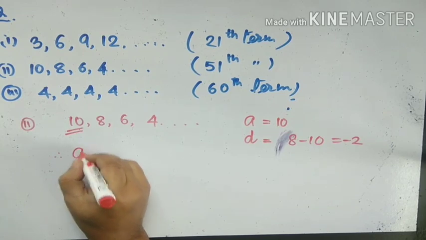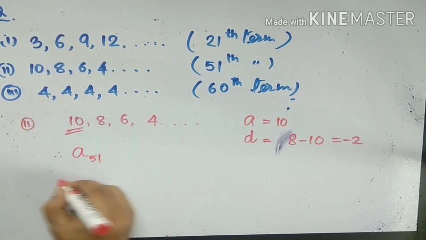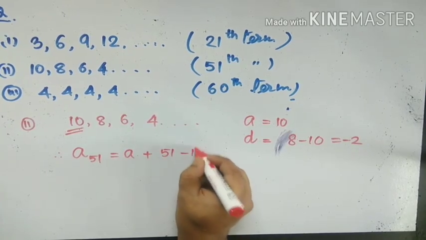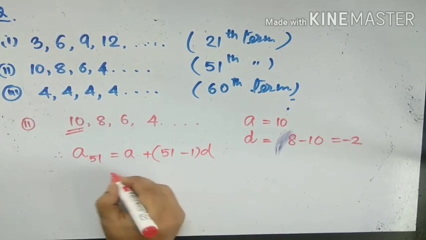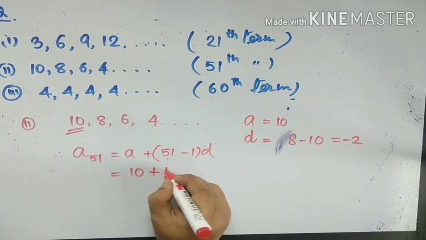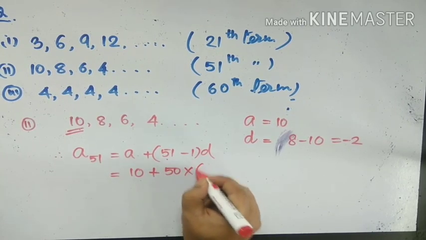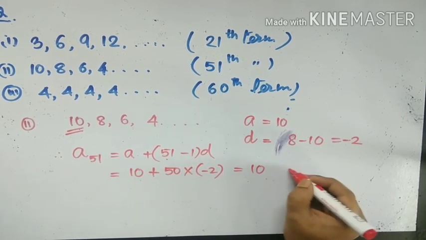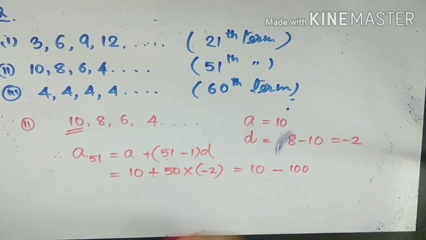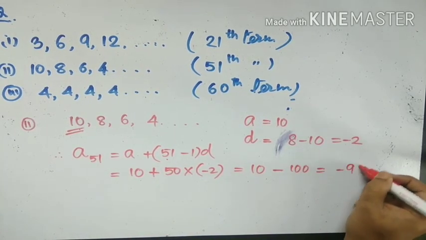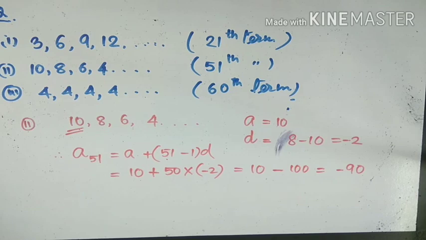So therefore A51 we have to find out. A51 will be A plus 51 minus 1 into D. That means the value of A is 10 plus 51 minus 1, that means 50, and the value of D is minus 2. So 10, 50 into 2 is 100, so it will be negative. So 100 minus 10, it will be minus 90.